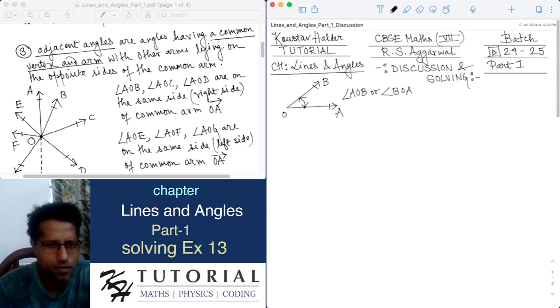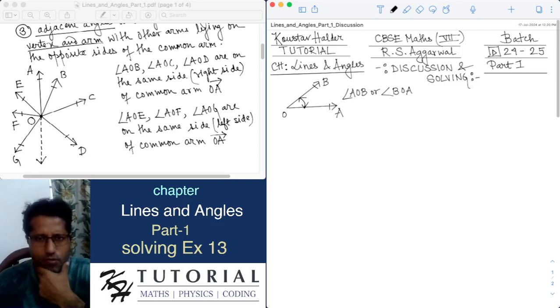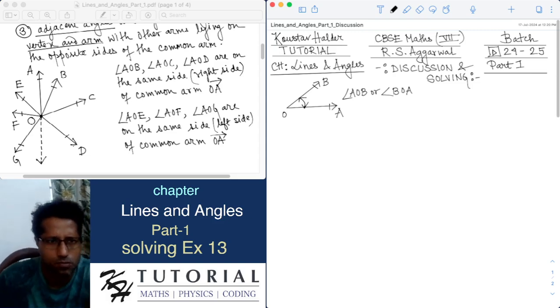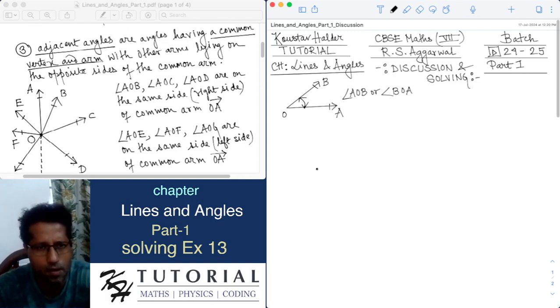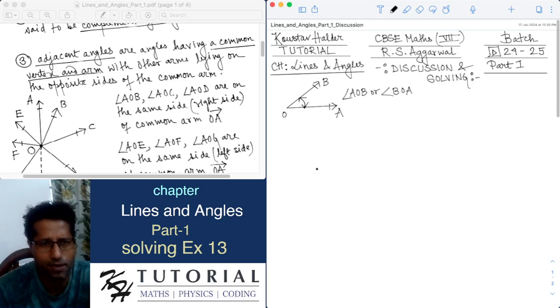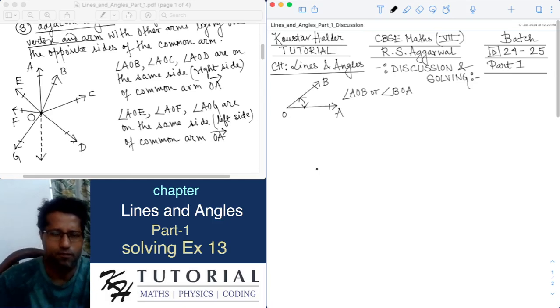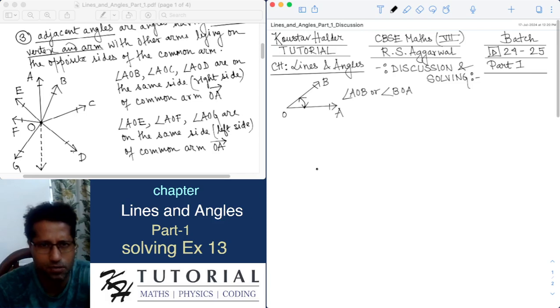So in the figure, you can see the common arm is OA, and if you consider the angles AOB and AOE, adjacent angles are angles that have a common vertex and arm, with other arms lying on the opposite sides of the common arm. Now, what is exactly meant by opposite sides of the common arm?